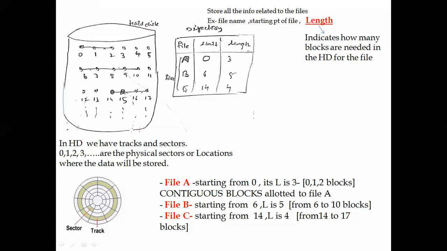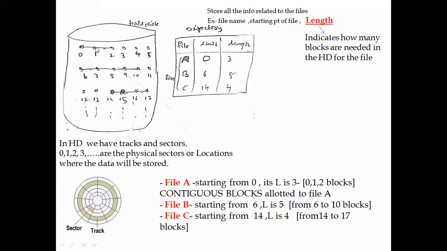And if you see file C, it starts from the 14th location. What is the length of file C? 4. Hence file C starts from 14, so from 14 to 17, meaning 14, 15, 16, 17, continuous blocks will be allocated for file C. Why? Because its length is 4.